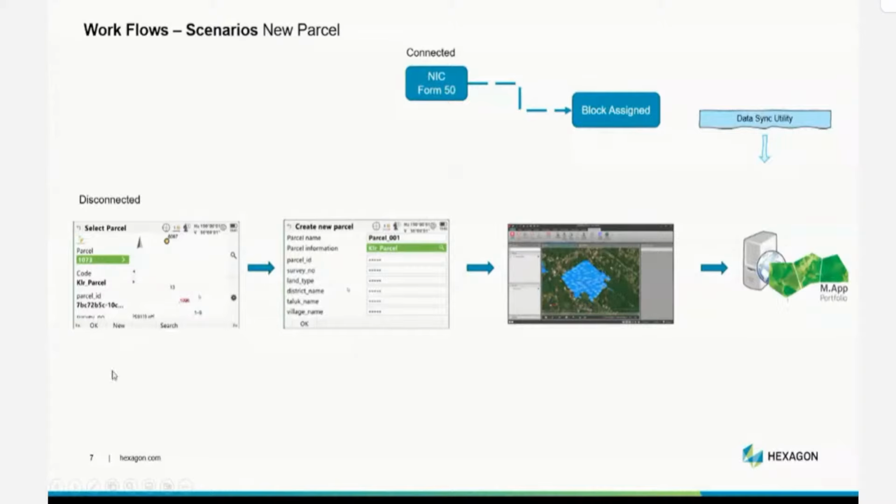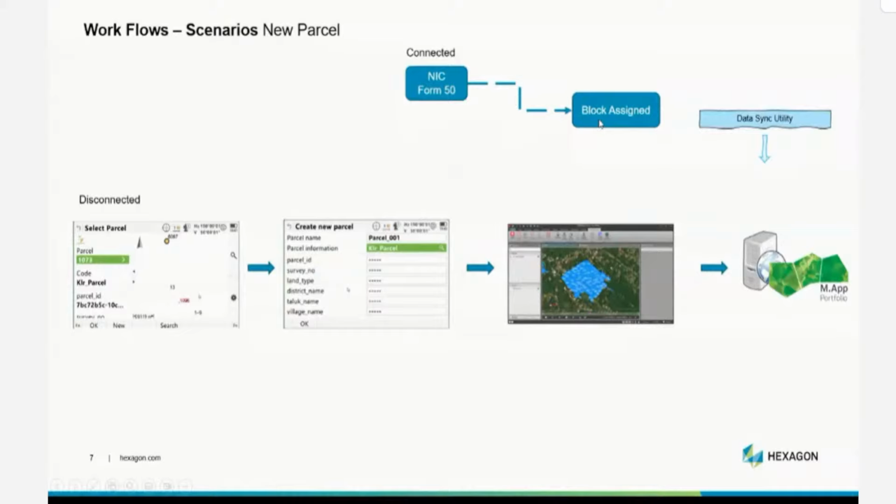So if I want to create a new parcel, that means there is no data presently in any system, right? If I have internet connectivity, then I connect to the system where I will be offered a form 50, where I fill the value in the Entebumi application. Sorry, I should have written Entebumi here. It is through Entebumi where I will fill up all the details.